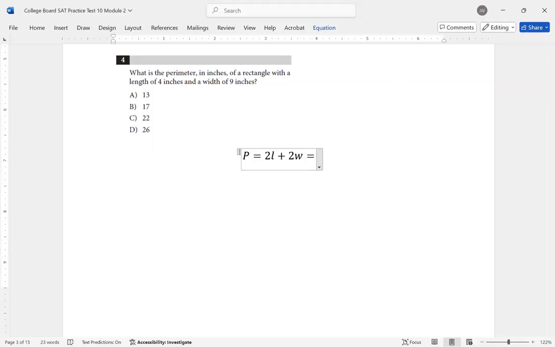So all we have to do is say length is 4 inches, width is 9 inches. That's going to be 2 times 4 is 8, plus 2 times 9 is 18. So 8 plus 18 gives me 26. And so the perimeter is 26 inches, which obviously is option D. So the answer to question 4 is D, 26.